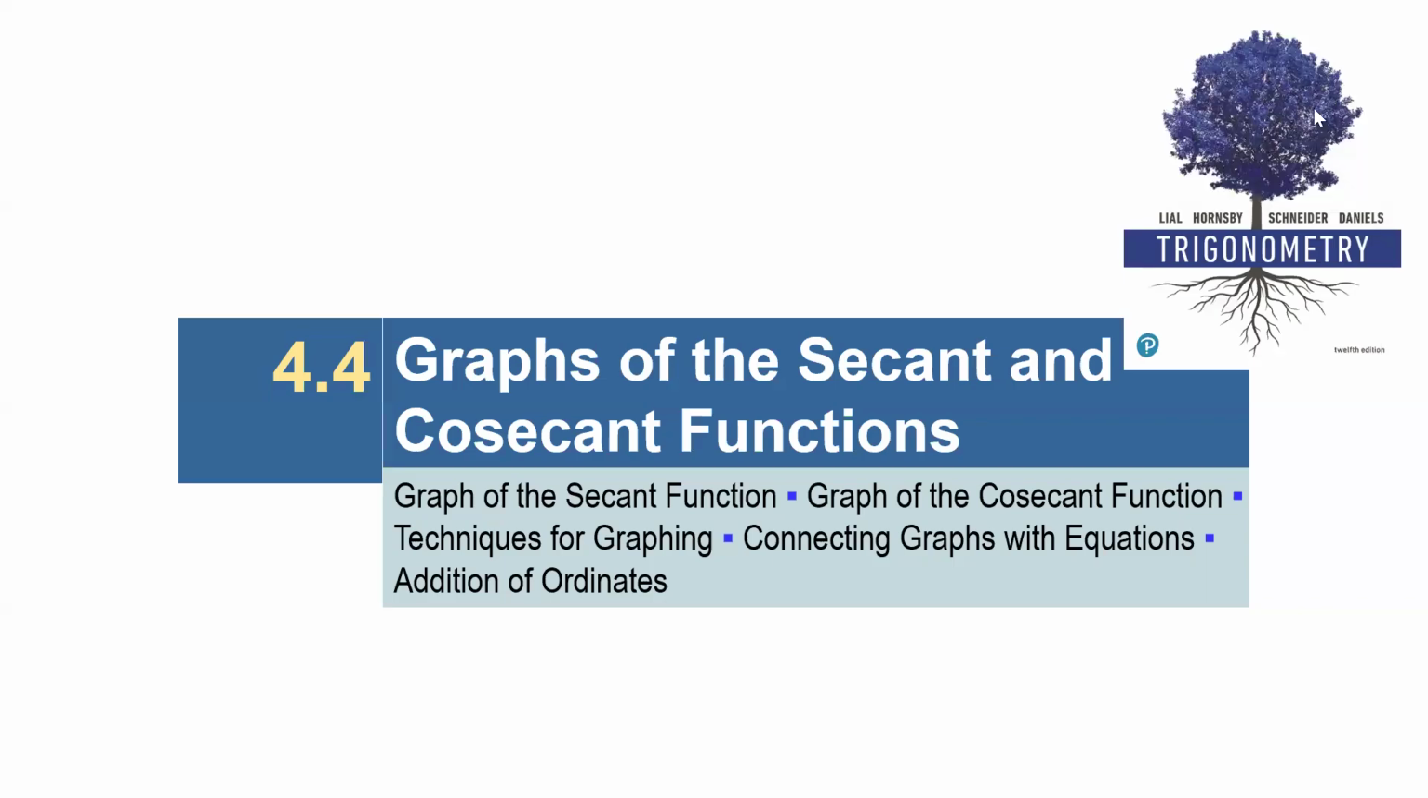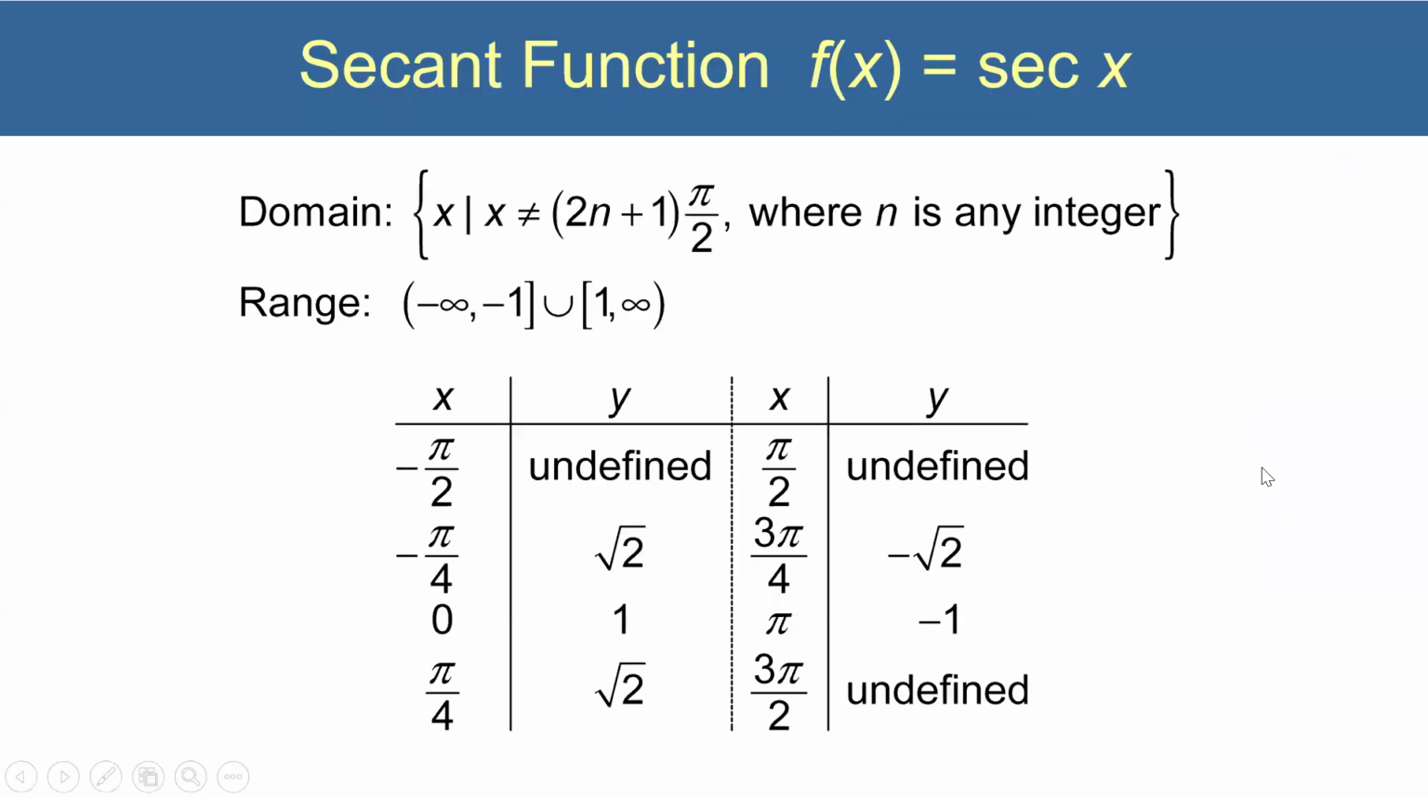Okay, so as I was saying, we're on 4.4 graphs of secant and cosecant. So up first, we're going to look at the secant graph. Okay, so secant x. Notice here that the domain isn't all real numbers like its inverse. So secant is the inverse of what? Cosine, okay? Secant is the inverse of cosine.